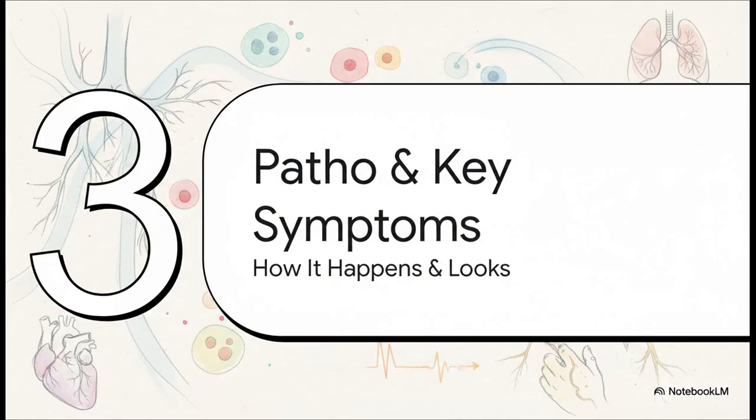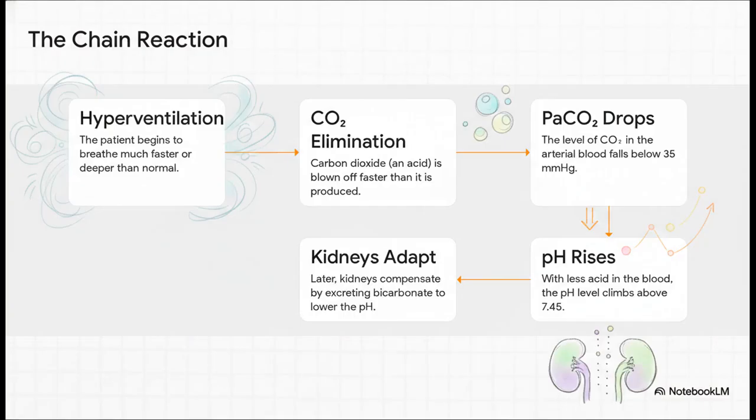Now that we've got the what and the why, let's really dig into the how. What is actually happening inside the body during respiratory alkalosis? And how does that whole process create the signs and symptoms we see at the bedside? Let's trace the physiological dominoes here one by one. It all starts with hyperventilation. The patient starts breathing off CO₂ way too fast. This makes their arterial CO₂ level, the PaCO₂, drop below the normal 35. This loss of acid immediately causes the blood's pH to spike above 7.45.